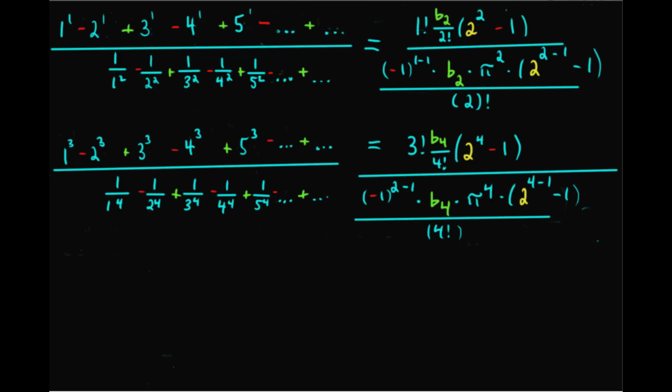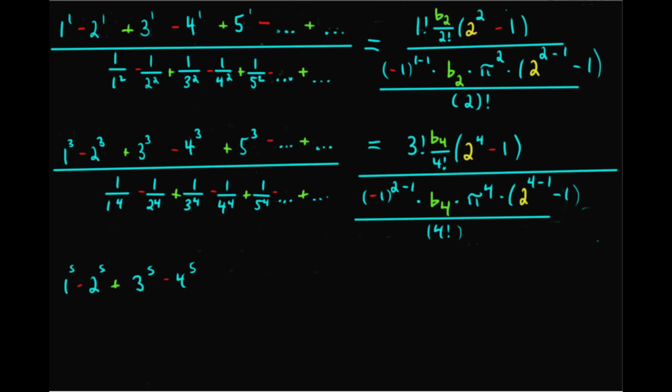And we can divide that expression by the eta function of 2, 1 over 1 squared minus 1 over 2 squared plus 1 over 3 squared minus 1 over 4 squared plus 1 over 5 squared minus ... plus ... which actually converges to a sum whose formula also depends on b sub 2. By the same token, the divergent series 1 cubed minus 2 cubed plus 3 cubed minus 4 cubed plus 5 cubed minus ... plus ... has a generalized sum that depends on the Bernoulli number b sub 4, and we can divide that expression by eta of 4, 1 over 1 to the 4th minus 1 over 2 to the 4th plus 1 over 3 to the 4th minus 1 over 4 to the 4th plus 1 over 5 to the 4th minus ... plus ... which converges to a sum that also depends on b sub 4. And we can keep going.